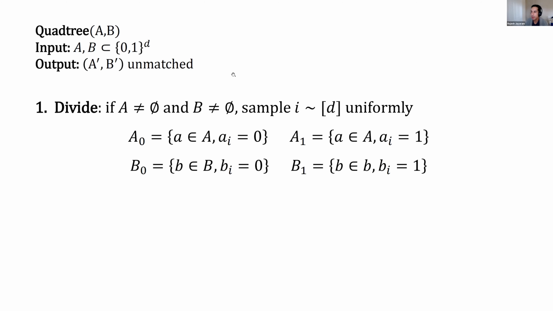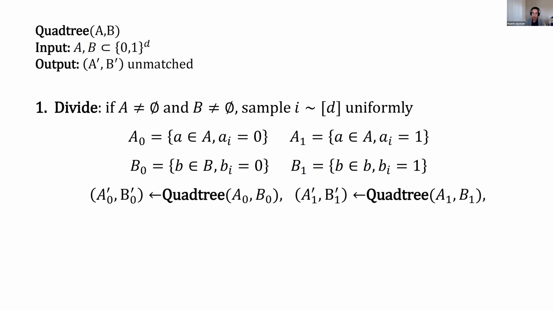So how do we split up space? Well, probably by one of the simplest methods you could think of: we're just going to sample a coordinate i uniformly at random from the hypercube, and we're going to cut along that coordinate. So I sample this coordinate i, and I define these sets A0, A1, where A0 is all the points in A which have ith coordinate equal to 0. A1 is all the points in A which have ith coordinate equal to 1. And then I similarly define B0 and B1. So I split up the points depending on what their ith coordinate is.